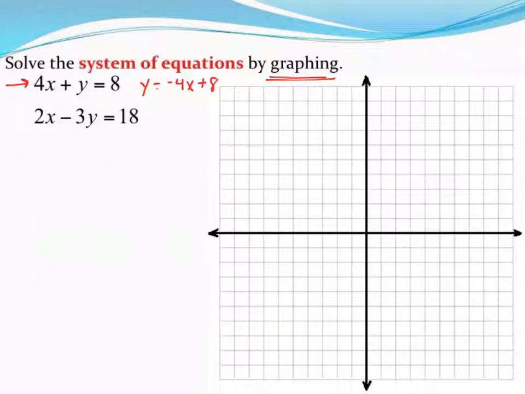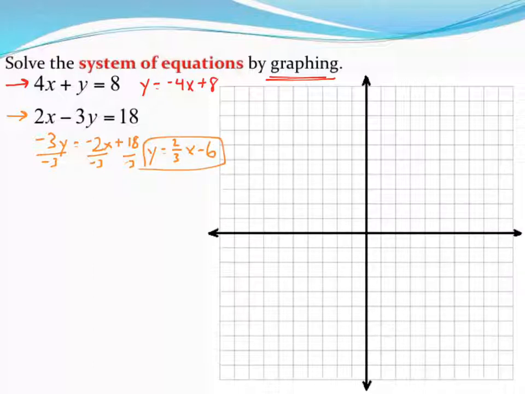And then next up, I'm going to solve my second equation for y. To do that, I'm going to subtract 2x first, I suppose. So negative 3y would equal negative 2x plus 18. And then to finish that, I'll need to divide everything by negative 3 and simplify. So I'd have y equals negative 2 divided by negative 3 gets me a positive 2/3 x, and then minus 6 for my y-intercept. So there are the two equations we're going to graph.